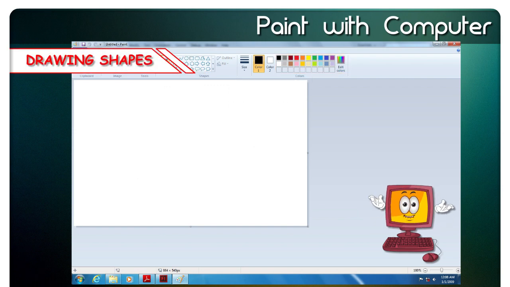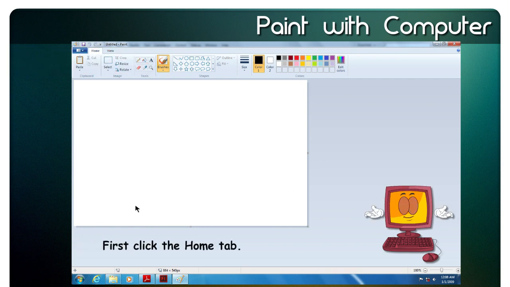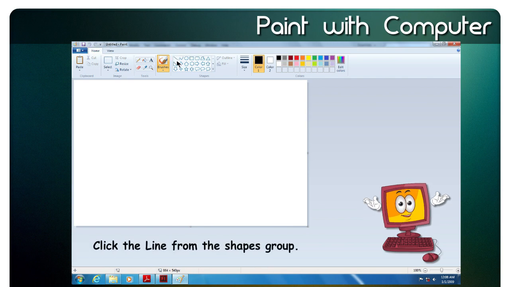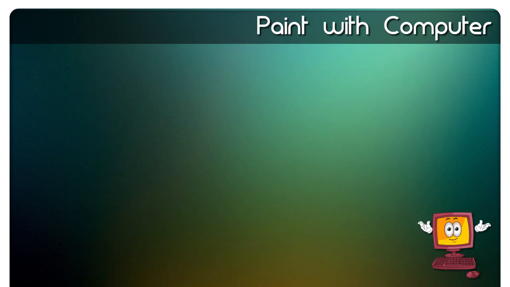Drawing shapes. It is very easy to draw in MS Paint. Home tab on the ribbon is used to draw. There are various ready-made shapes given in the tab. First, click the Home tab. Click the line from the Shapes group. Now, click on the drawing area and drag the mouse to draw the straight line.